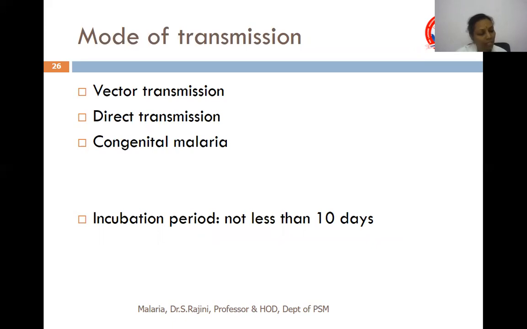Direct transmission. Malaria can be induced accidentally by hypodermic, intramuscular, or intravenous injection of blood or plasma. So blood transfusion, drug addicts. So this is through direct transmission. And congenital malaria. So congenital infection of the newborn from the infected mother. So we can have this congenital malaria. So incubation period is not less than 10 days.